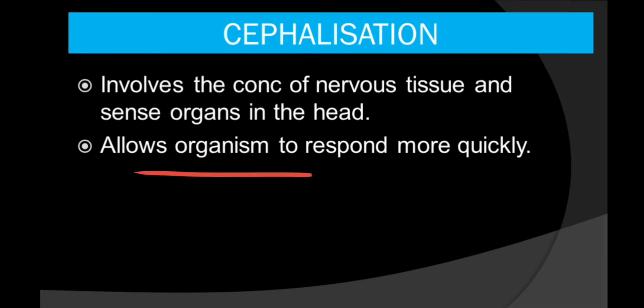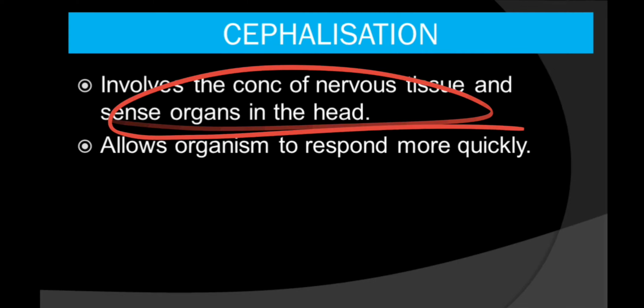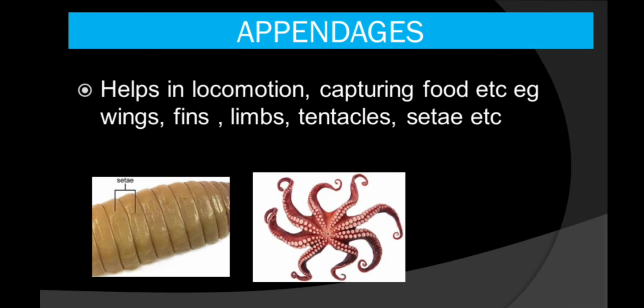And this allows animals to respond more quickly. Okay guys, so this is cephalization, which involves the concentration of nervous tissues and sense organs in the head part. Alright, now move on to the next one, appendages.